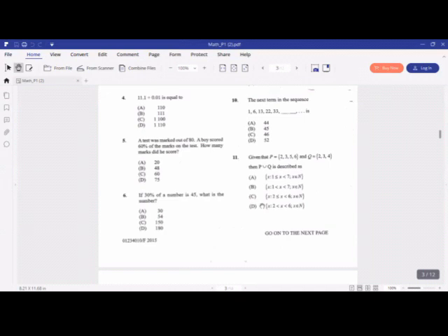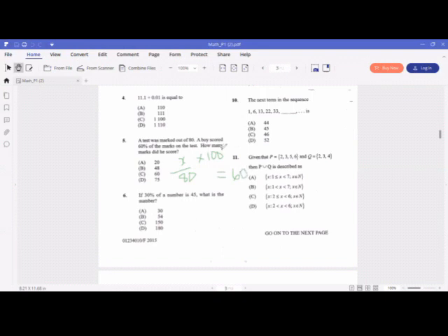Now 5 says, a test was marked out of 80. A boy scored 60% of the marks on these tests. How many marks did he score? Now to find the 60%, it would have been a number out of the total, which is 80, times 100 should give me 60%.